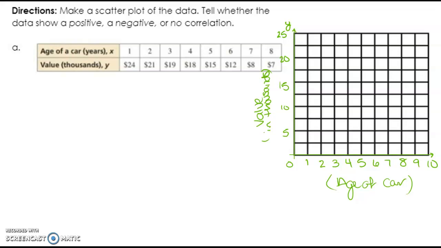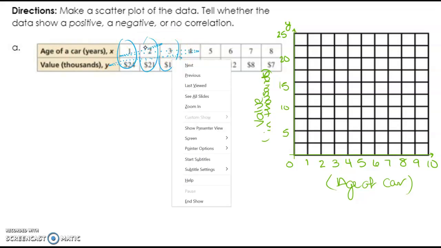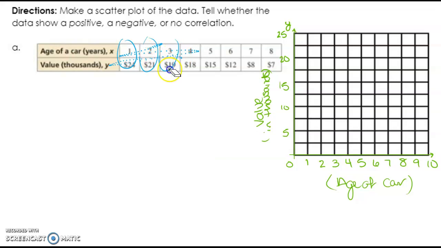If we were to plot these, we're just plotting these as points. For example, this is 1 point. This is a second point, third point, so on and so forth. And so what we want to do is just go ahead and plot these points first.